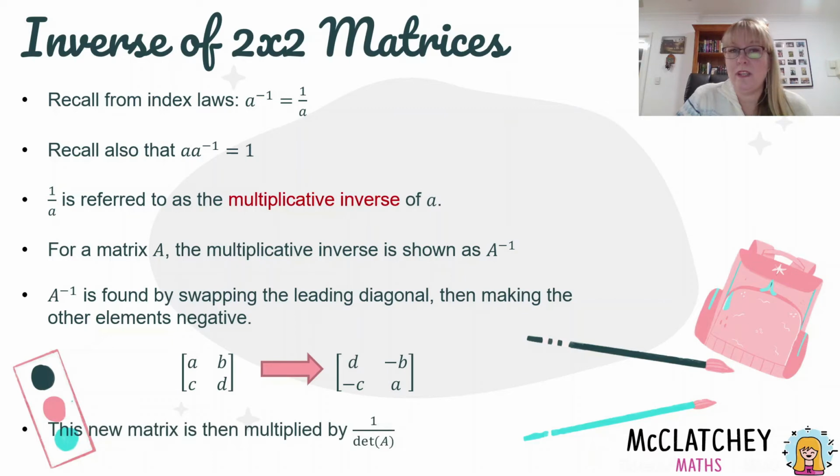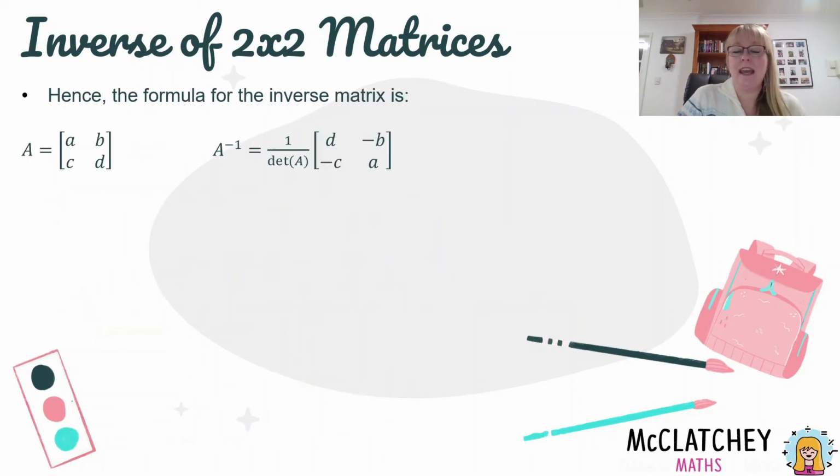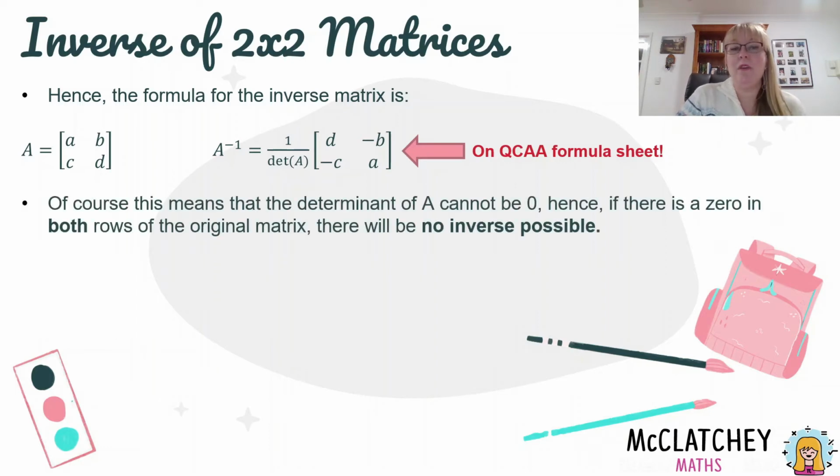And then we take what we've transposed around and we're going to multiply that by the inverse of the determinant of A, which is 1 over determinant A. Okay, so let's have a look at what that looks like as a big chunky formula. It's on your QCAA formula sheet, so you don't need to memorize that, but there is a fair bit of work involved in that. So let's do that now in a moment with a worked example.